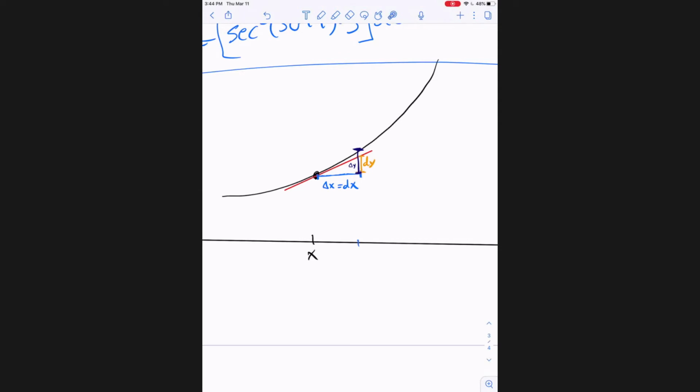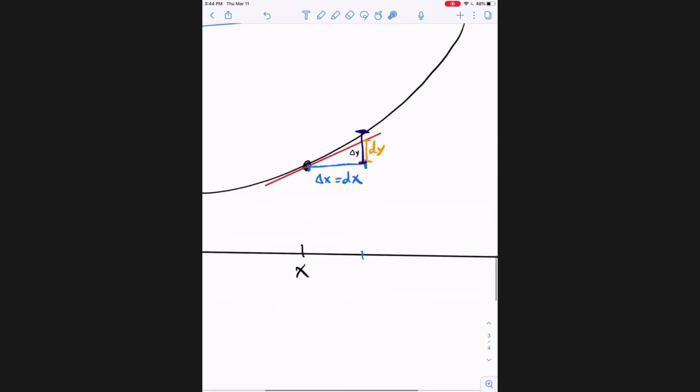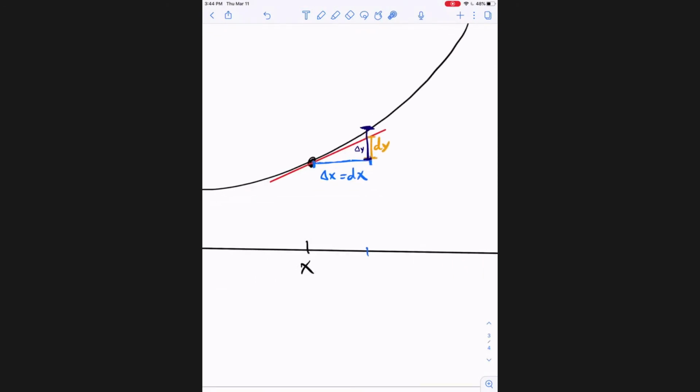So notice here, when dx is small and you're very close to the original point, that red line is pretty darn close to the black graph. But as you go further and further out, the red line is not going to be that close. So dy is a good approximation of delta y when you're very close to the original x value. So why would you want to figure out dy? Well, sometimes the exact answer, delta y, would be too hard to figure out for a certain function.